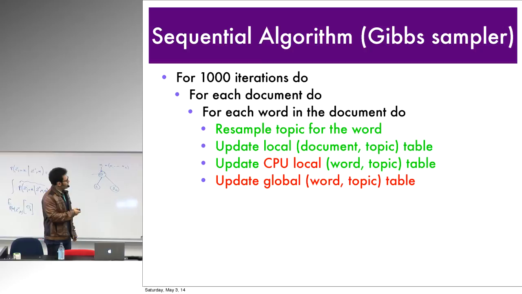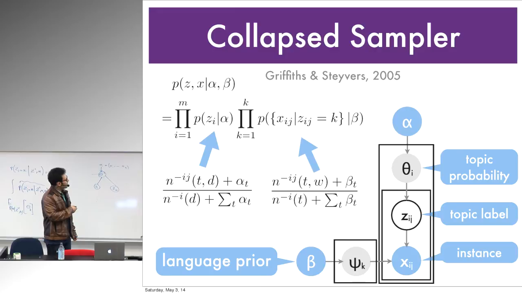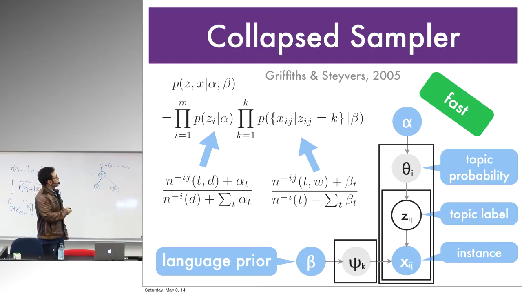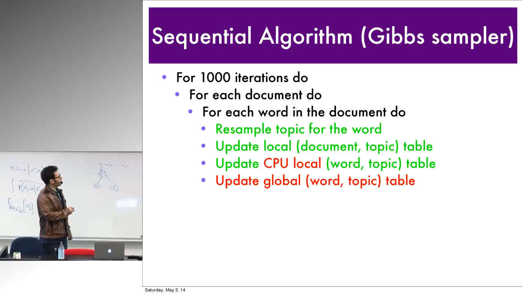If you see here, the sufficient statistics are how likely each topic is in the document and how likely each word is in the topic, and you keep this updated. So if you change the topic assignment for a given word, you need to update these two things. And this is also what you need to keep. And so you update the local document-topic table, and then you update the global word-topic table.